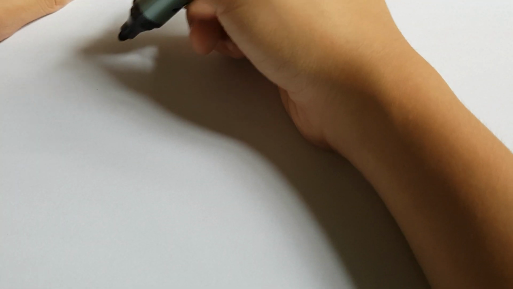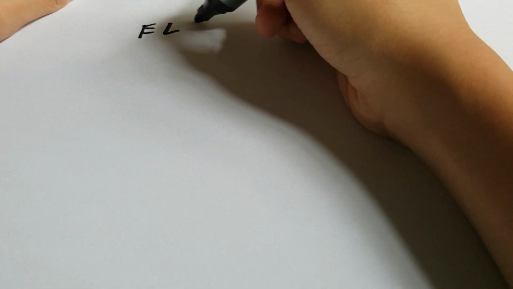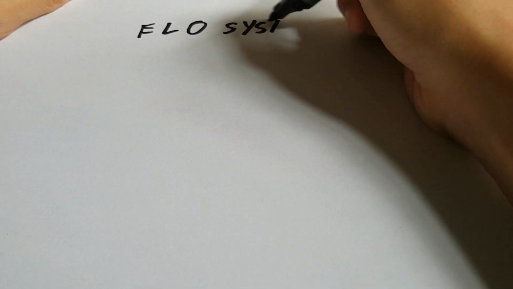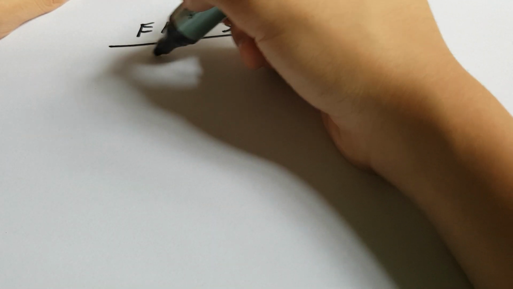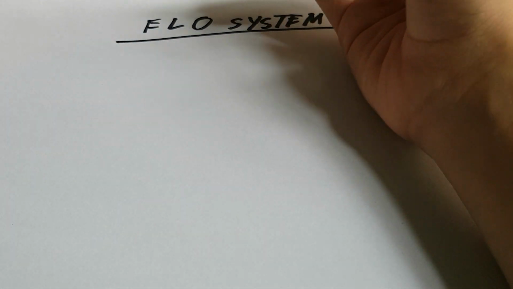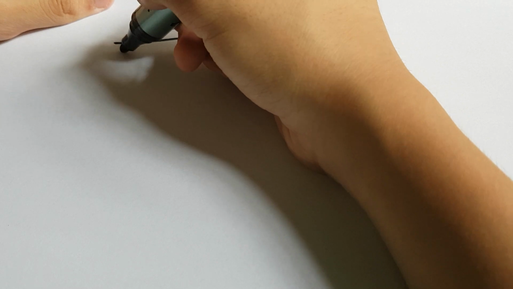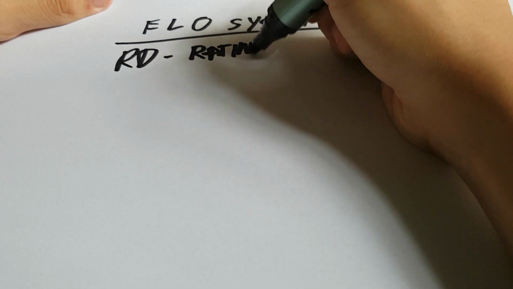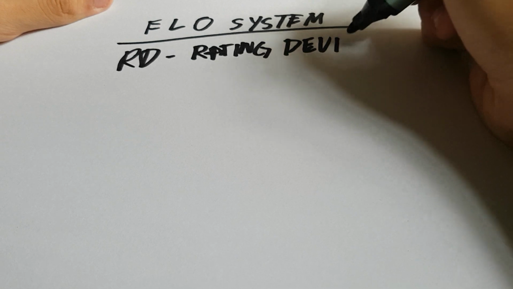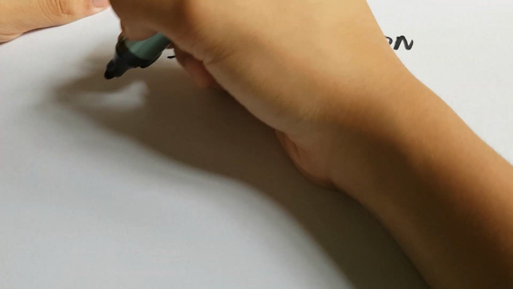So this is my perspective of the ELO system from most games such as CSGO, and let's say COD. So basically, the ELO system is a ranking up system for a lot of games, like shooter games, let's say. So basically, the ELO system has rating deviation. And of course, the ELO.